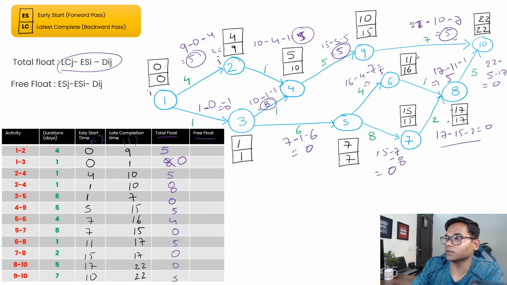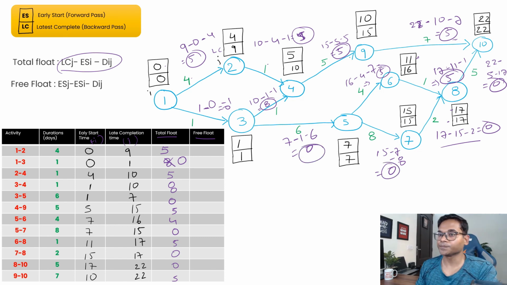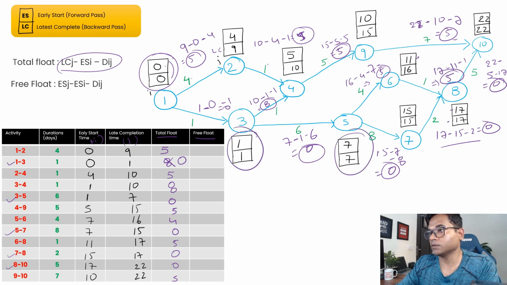Remember this, I'm highlighting it for you, for easy reference. Okay, so if you see here, for activity 1 to 3, 0 total float. 3 to 5, 0. Then for 5 to 7, 0. 7 to 8, 0. 8 to 10, 0. So if you see here, this is 0. Remember, this was our critical path, right?